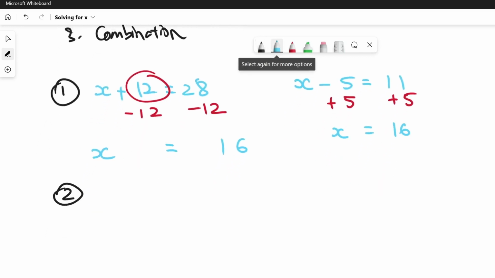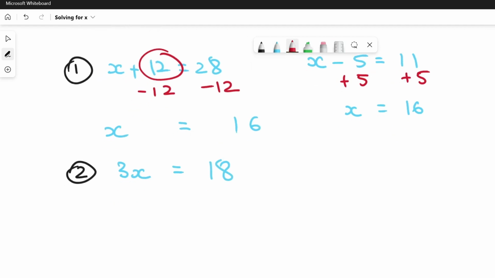So the second part, a typical question for this would be something like 3x equals 18. So this might be a bit difficult for people that haven't done it before, but to make x by itself in this case, we don't add or subtract, we actually need to divide. So we divide the left-hand side by 3 and the right-hand side by 3.